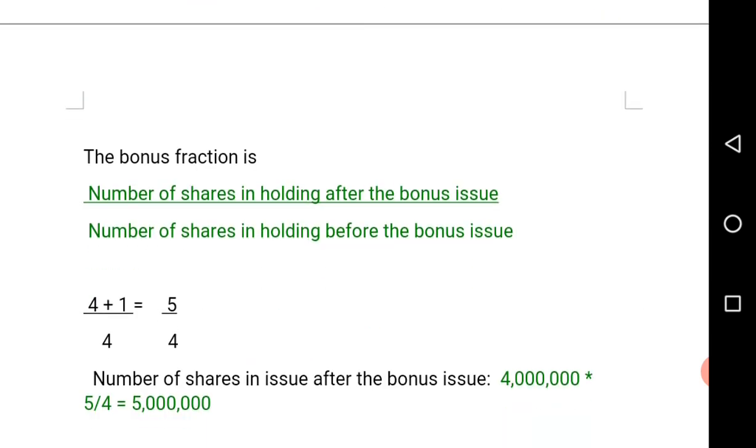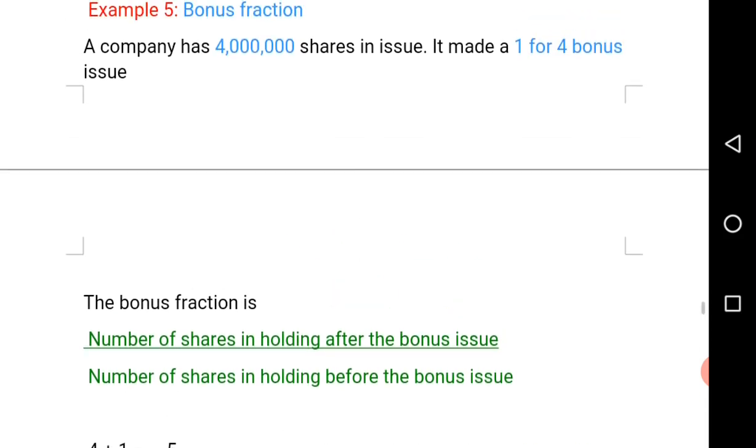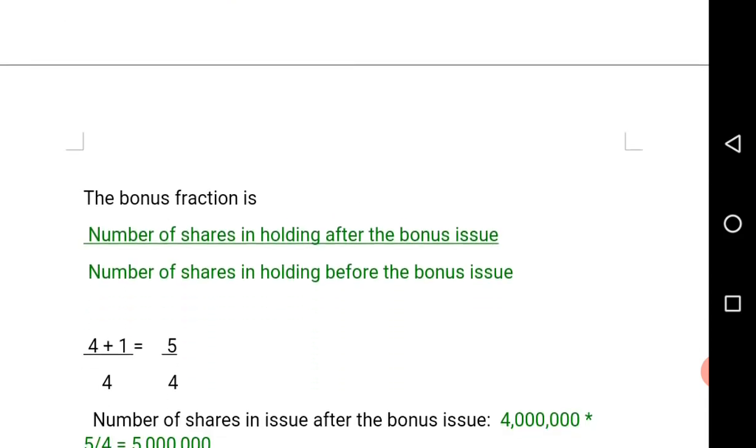Then it says the bonus fraction is number of shares in holding after the bonus issue. So we have after over before. After the bonus over before the bonus issue. So we have 4 plus 1. The 4 shares you have, they give you extra 1 to make 5 over the before. So before you had 4 shares, so the bonus issue fraction is 5 over 4.